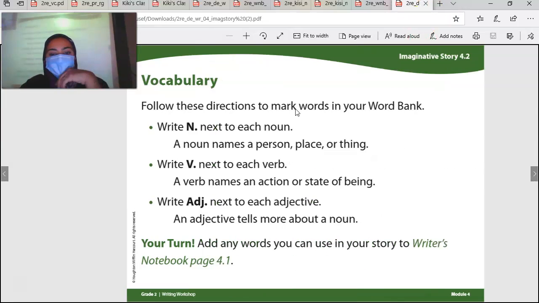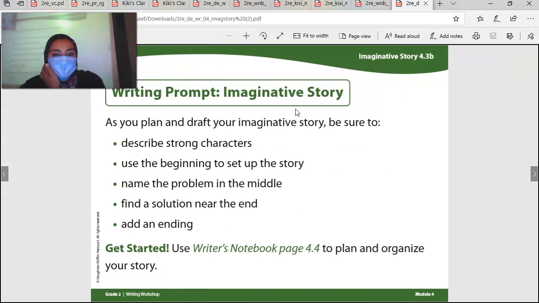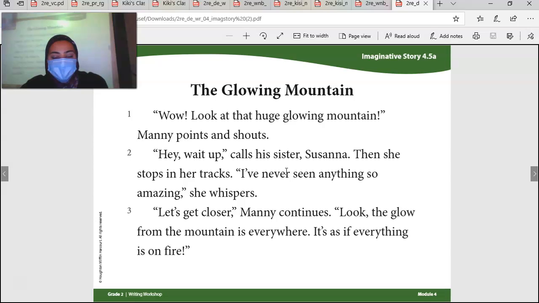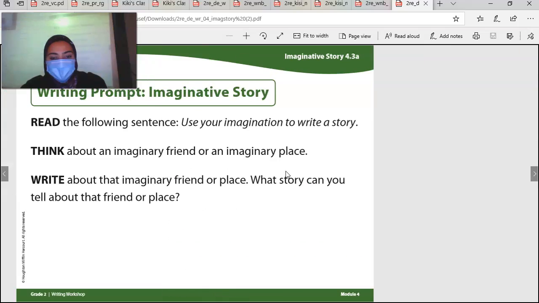Now remember, a good story has parts, and for the imaginative story, you're going to write about an imaginary friend in an imaginary place. Remember, your story has to have characters. It has to have a beginning, middle, and end. It has to have a problem. It has to have a solution. Okay? All right, and then there's an example. We're going to read this example and start on that later because I don't want to mess up your ideas too much.